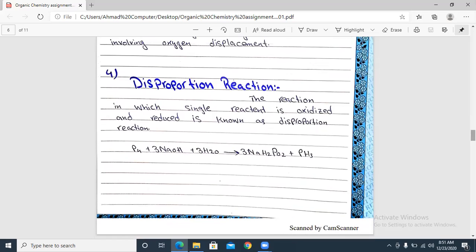Now we talk about the fifth type, the disproportionation reaction. The reaction in which a single reactant is both oxidized and reduced is known as a disproportionation reaction, in which phosphorus plus sodium hydroxide plus water react to form sodium hypophosphite plus phosphine.